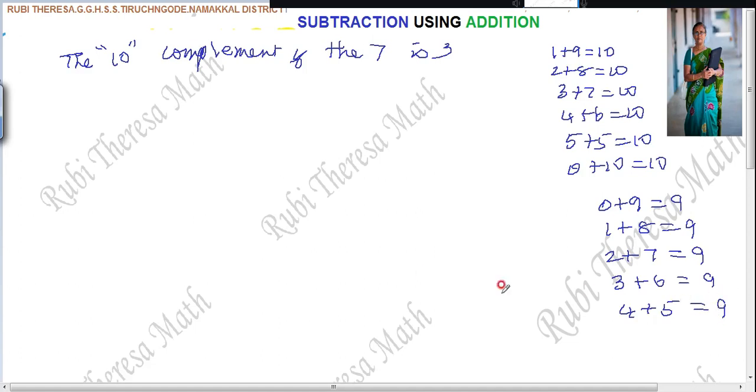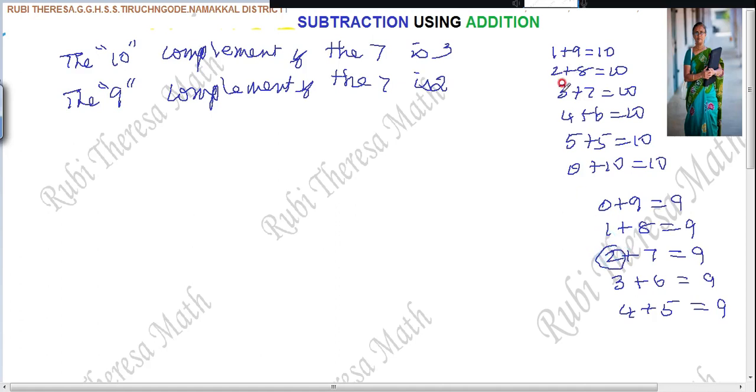Do you follow? So the 9 complement of 7 is what? 2. When you are referring to 10, the complement of 7 is 3. When you are referring to 9, the complement of 7 is 2. Both you should know in this method. Do you follow? So the same problem, let us try. What we have used it for? Quick subtraction. Is it okay?